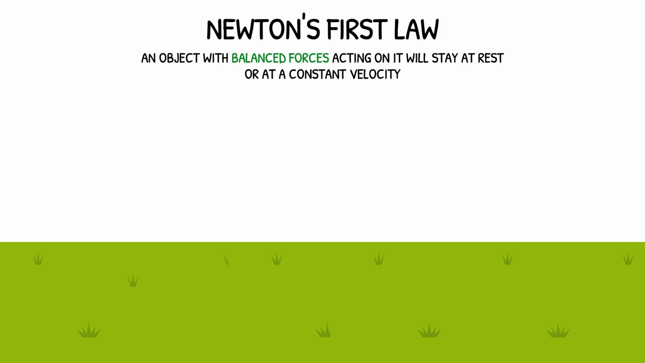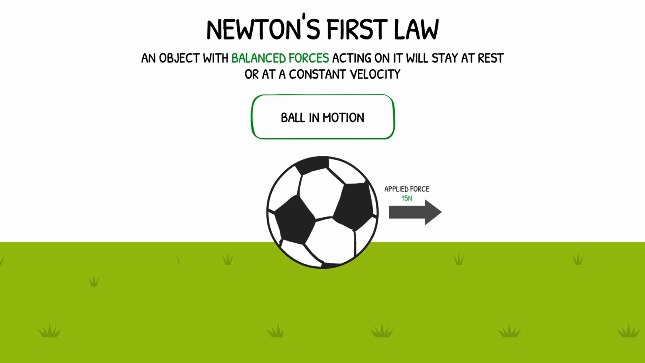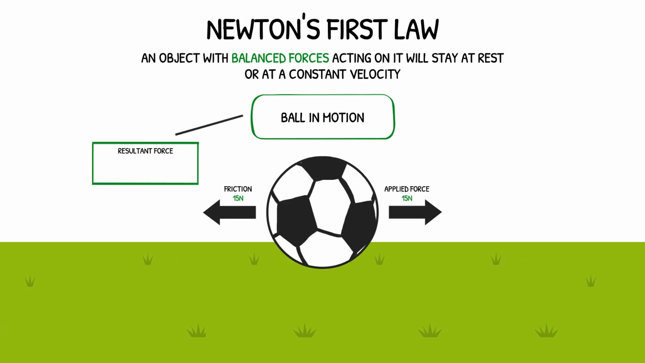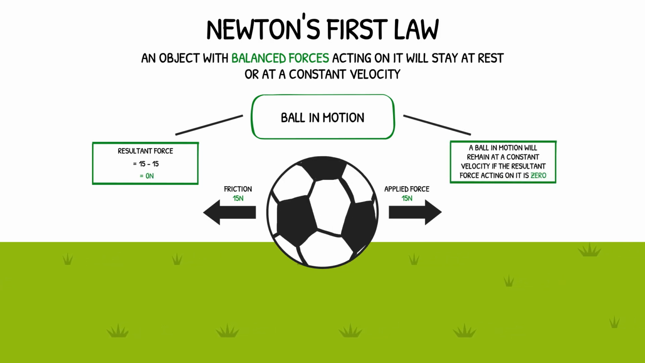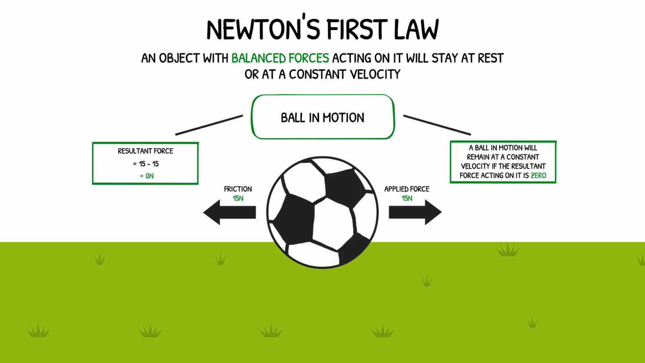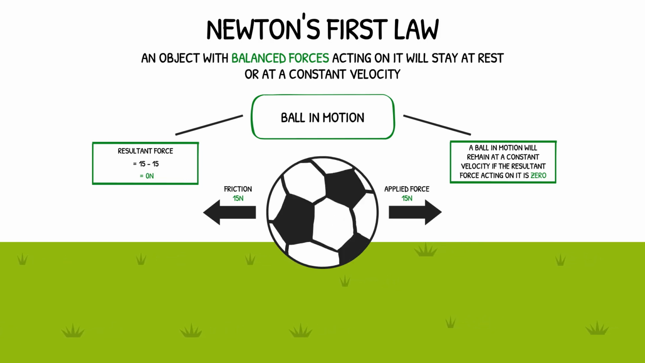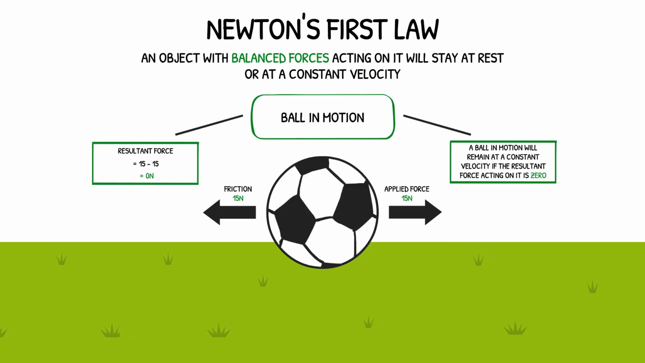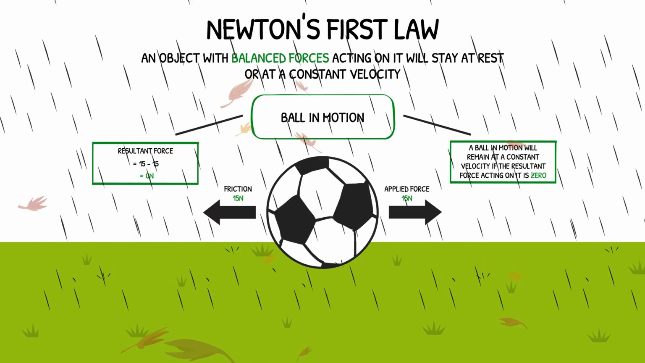unbalanced force. For example, this ball is in motion and is being acted upon by an applied force of 15 newtons and a frictional force of 15 newtons. The forces acting on the ball are balanced and cancel one another. Therefore, the ball has a zero resultant force and will continue to move at a constant velocity. In other words, the speed and direction in which it's travelling will remain unchanged. According to Newton's first law, unless this ball were to experience an unbalanced force, it will continue to move at this exact speed in the same direction forever and ever and ever.